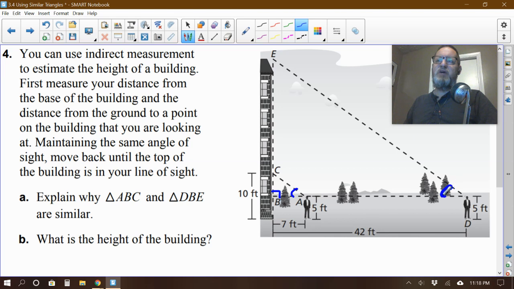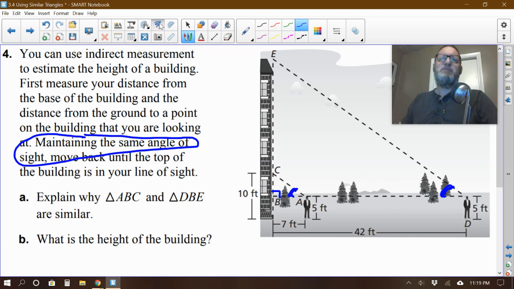Now, the reason why, they kind of mentioned something that kind of proves these two are definitely the same measure. It was right back, let me see if I can find it. Here it is, maintaining the same angle of sight. So, however you have your head tilted back as you look up at the building, you kept your head the same. So, your head is still tilted looking up at the same angle. So, there we go. We have two angles in common.